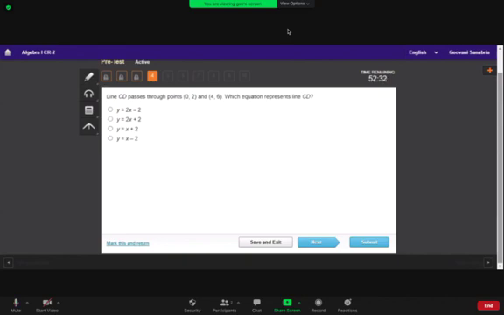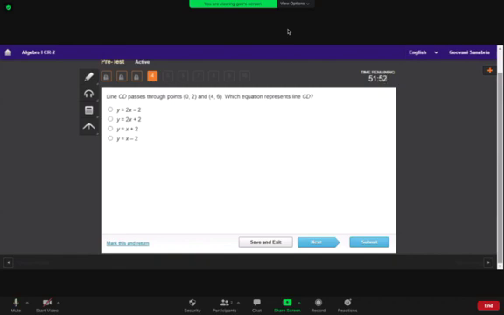What you could do is just check to see if the first answer is correct. You can plug in the x 0 and then see what you get out, and that will be what the y is supposed to be. Does that make sense? So you're just testing it out. So the line CD passes through the points 0, 2 and 4, 6. Which equation represents line CD?